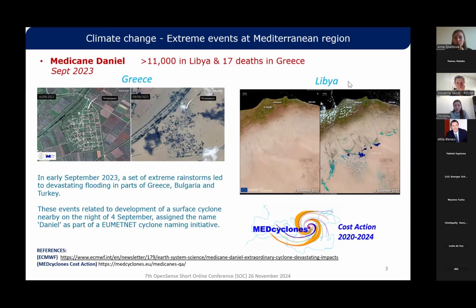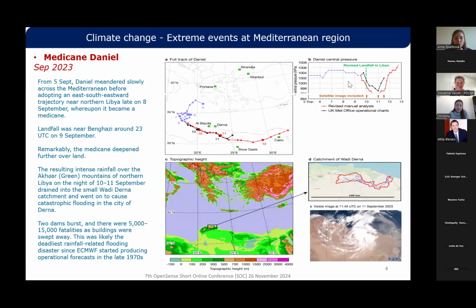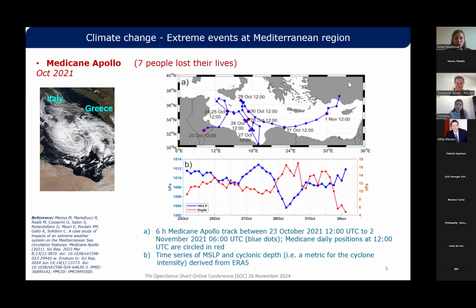One example is the recent medicanes. Daniel was created south of Italy in the central Mediterranean and moved eastward towards Libya, but didn't affect Cyprus. But another medicane 3 years ago, Apollon, had a similar orbit. It was initiated again south of Italy in the central Mediterranean Sea and moved eastward, also affecting Cyprus and reaching Turkey.